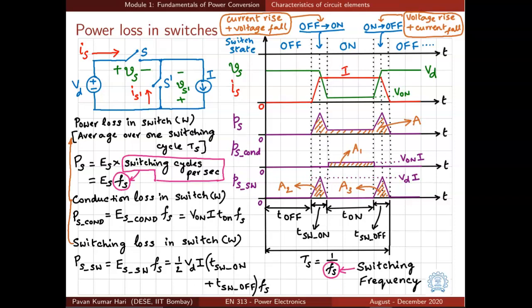The switching frequency Fs can be chosen by the user subject to the constraints posed by the type of switch, the power loss, and the size of the power converter. So this is how we can estimate the power loss that occurs in switches in a power electronic converter.